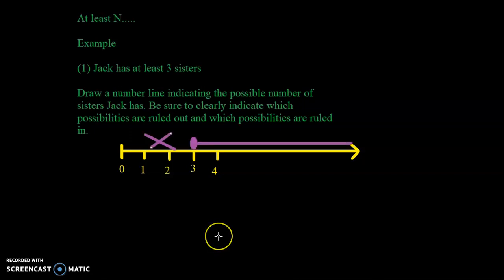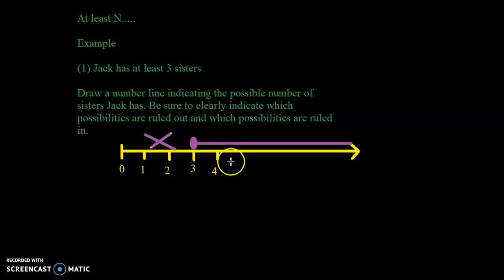Okay, so hopefully you've had a chance to do this, but if he has at least 3 sisters, it's impossible that he has exactly 0 sisters. It's impossible that he has exactly 1. It's impossible that he has exactly 2, but it is possible that he has exactly 3. I'm reading this as exactly. That was a little ambiguous, but this filled-in circle is supposed to indicate that this is a live possibility. He has exactly 3.